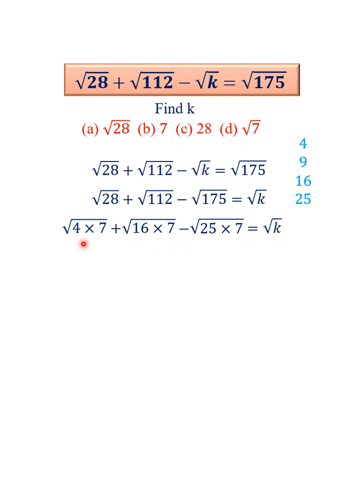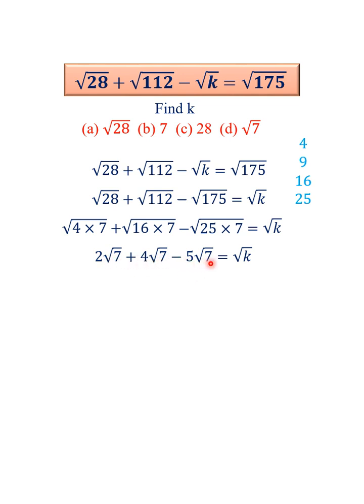The next step, we take the square root of each perfect square multiplied by the surd root 7. And that becomes the square root of 4, which is 2, times root 7, plus the square root of 16, which is 4, times root 7, minus the square root of 25, which is 5, times root 7. Everything equals root k.